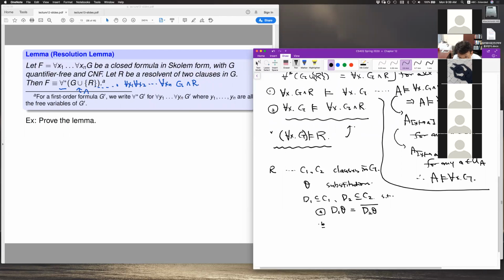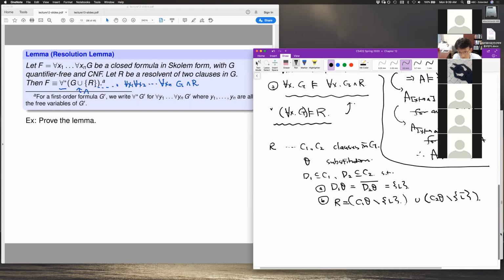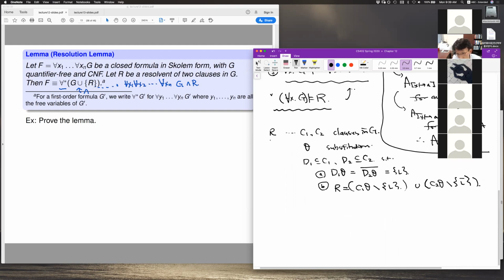Another thing we know is that R is obtained by applying the substitution, and let's call this L, and then removing L from C1 theta, union C2 with the substitution applied and L bar removed. That's the usual definition of the resolution. So that's what we know because R is obtained by the resolution. So we have to prove that if ∀X, G is true under some structure, that structure also satisfies R. So we pick a structure A that satisfies ∀X, G.